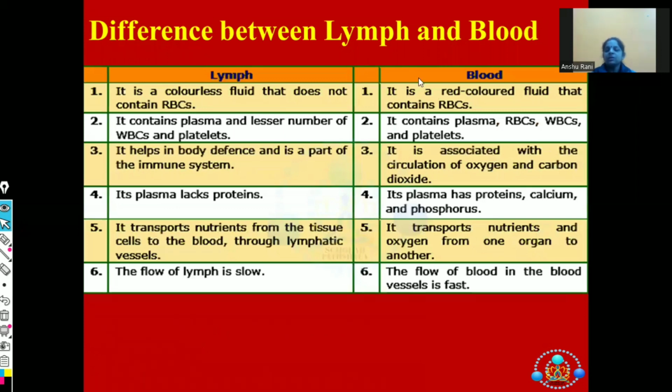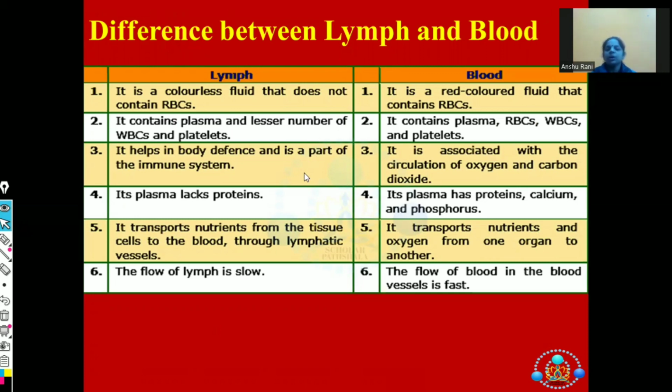Lymph, like blood, is a transporting agent, but what is the difference between them? Lymph is colorless, but blood is red in color. Lymph contains plasma and a lesser number of WBCs and platelets. Blood contains plasma, RBCs, WBCs and platelets.